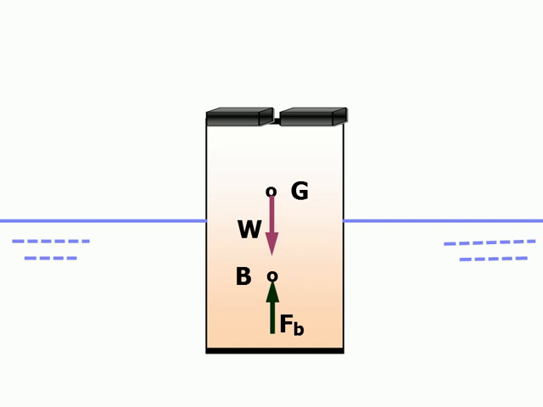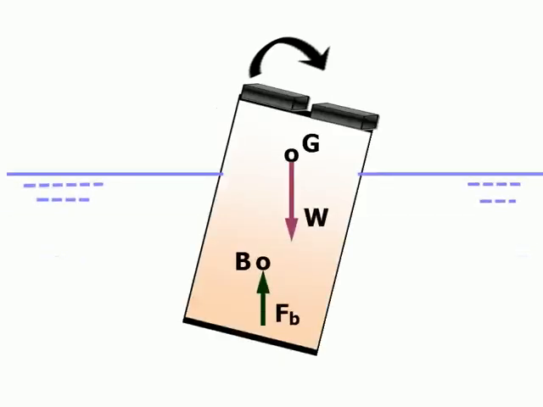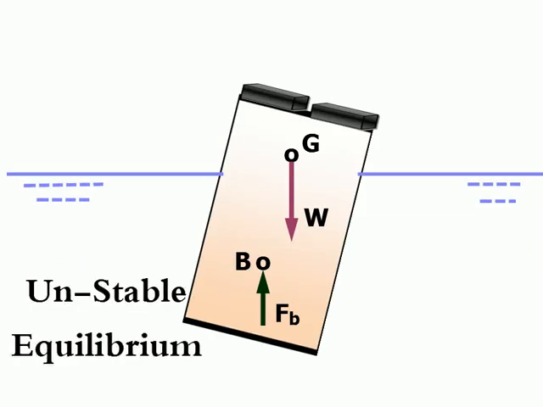However, for the relatively tall, slender body, a small rotational displacement can cause the buoyant force and the weight to form an overturning couple, which will rotate the body.